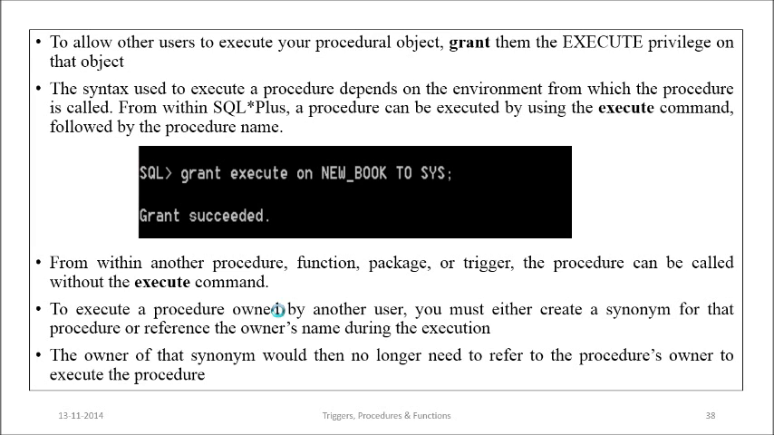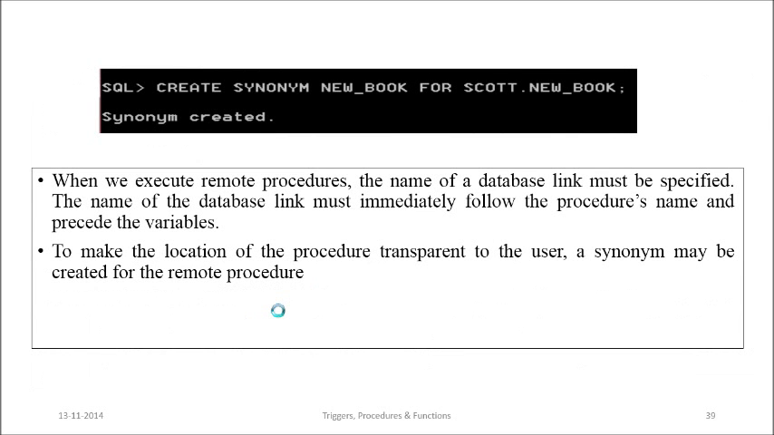To execute a procedure owned by another user, we must either create a synonym for the procedure or reference the owner's name during the execution. With a synonym, the user would then no longer need to refer to the procedure owner to execute the procedure. For example, we are creating here a synonym for the new book procedure in the user schema as new book. If the synonym is created, we can then directly call it as call new book. Otherwise we have to call it as call scott.newbook.